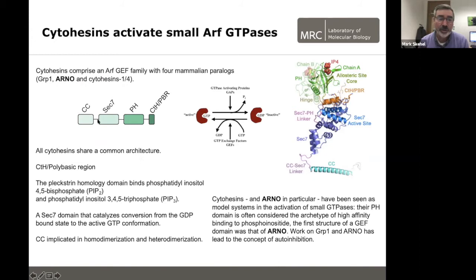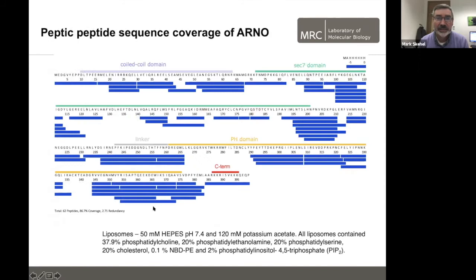They all seem to have this coiled-coil domain, a Sec7 domain, a pleckstrin homology domain, and then these lipid binding domains down here. Okay, so we were looking at ARNO, and so the sequence coverage was pretty good.